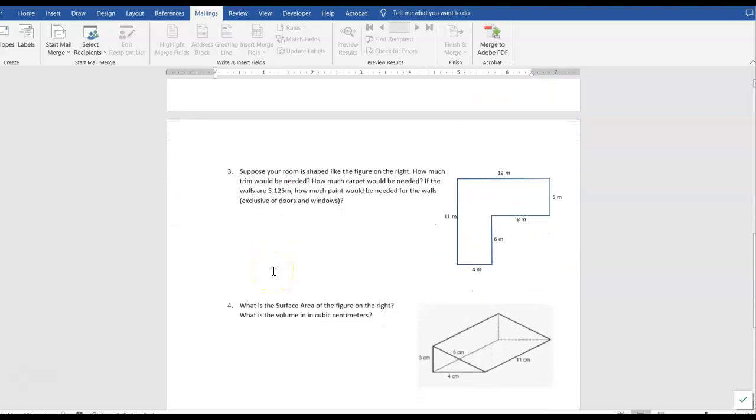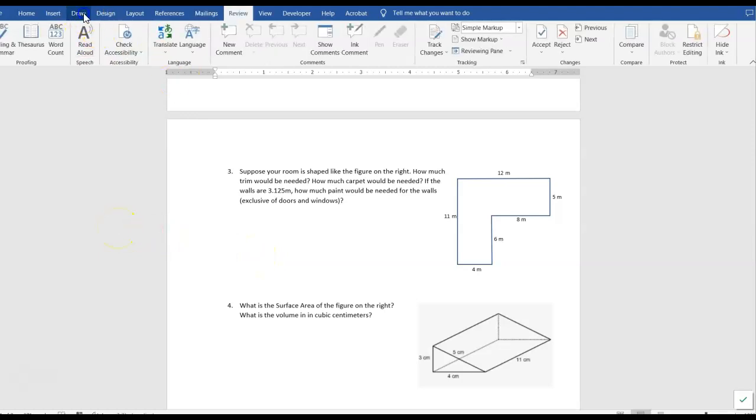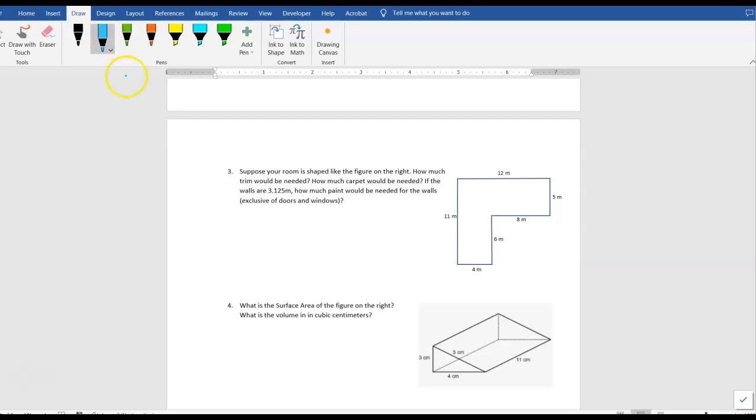And in the next problem, we have, suppose your room is shaped like the figure on the right. How much trim would you need? So for trim, we're looking at a perimeter. And again, you and your team will take a look at coming up with the perimeter on one.